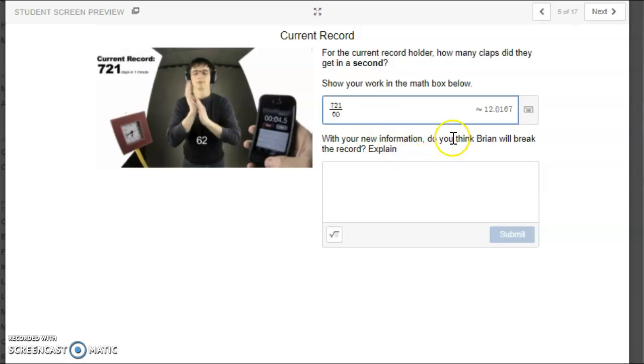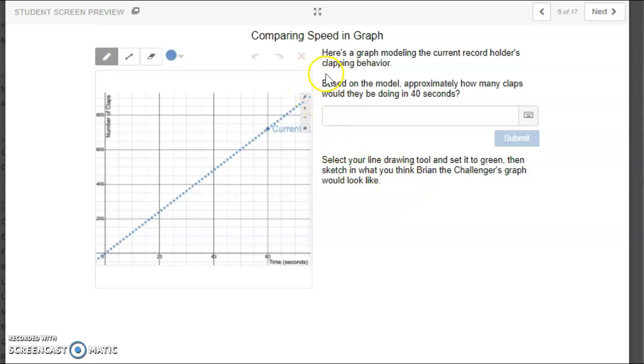Like so, and that's approximately 12.0167. So with this new information, do you think Brian will break the record? Explain. Okay, so the current record holder is clapping 12 claps per second, while Brian, as we found out from the previous card, was clapping 13.7 or 13.8 claps. So he's clapping more claps in 1 second. Okay, so do you think he will break the record? I hope so.